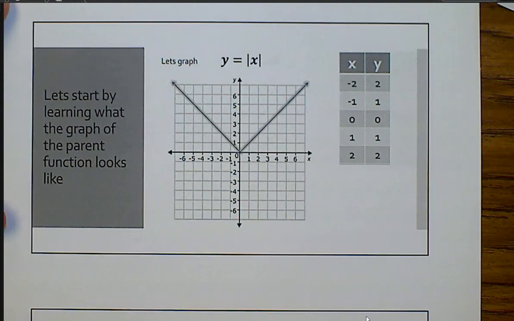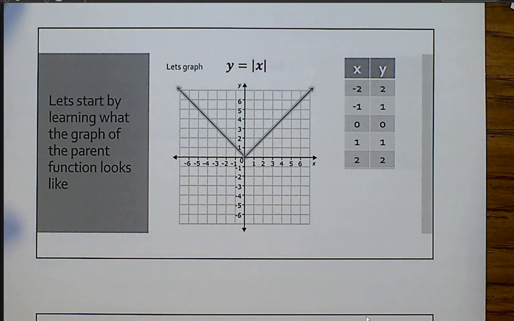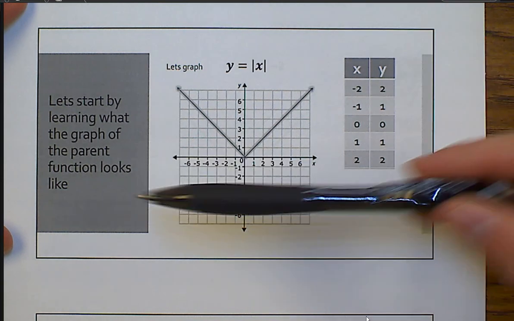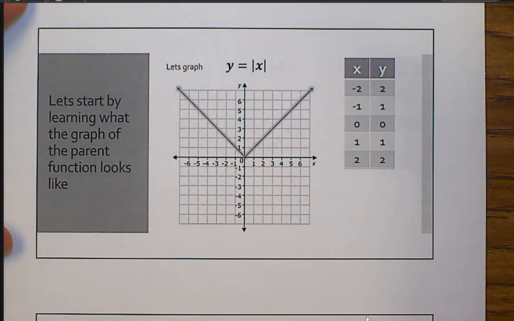On the very top slide, a lot of this is already graphed for you, so you're just going to have some nice visuals here, and I'm going to explain things as we go. It says, let's start by learning what the graph of the parent function looks like. So, absolute value graphs.